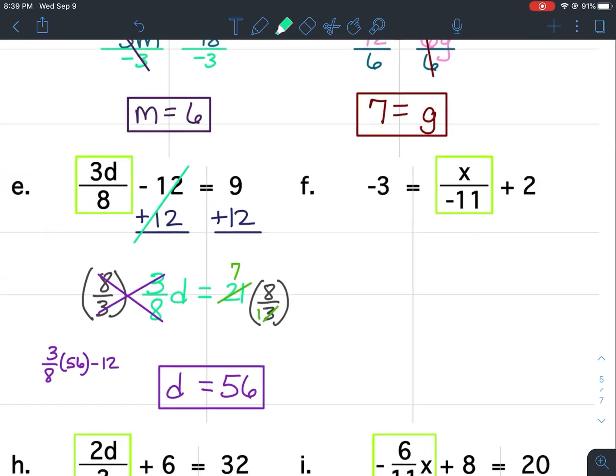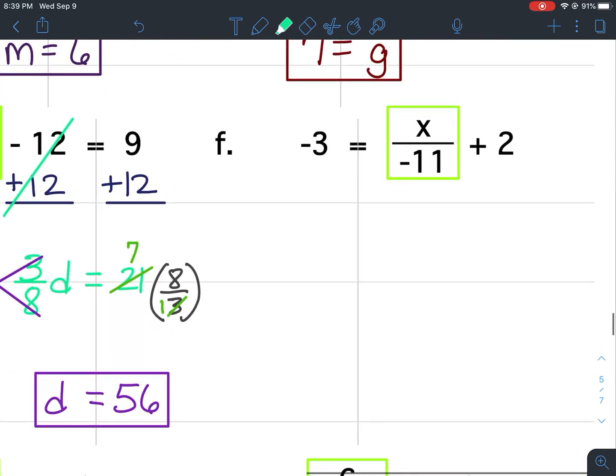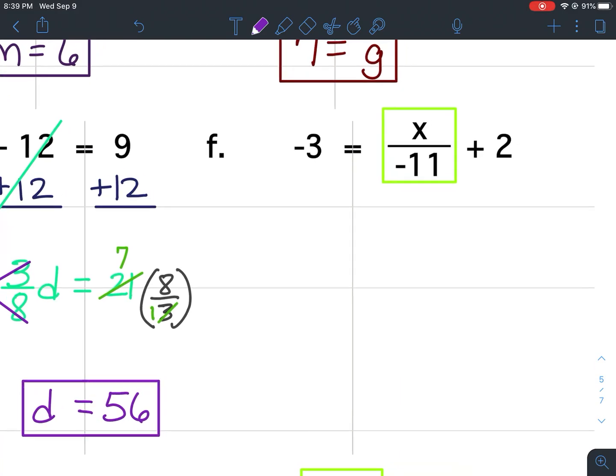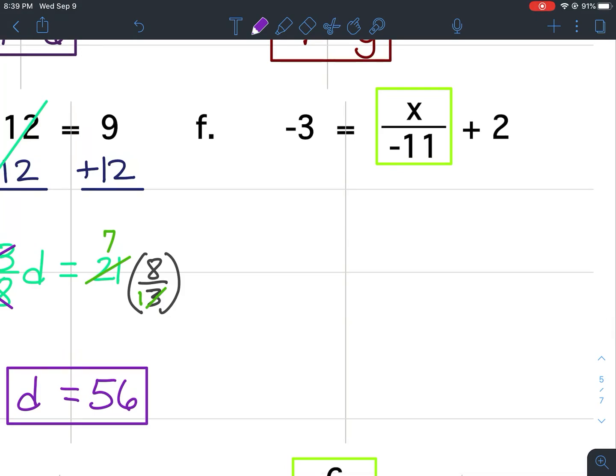Okay, let's go to example F. So you were supposed to do F through I. Now I just want to go over the answers with you. All right, for F, I box my variable term, which is x divided by negative 11, and then outside of the box I have a positive 2. So I'm going to use the inverse operation to get rid of this positive 2, and the inverse would be to subtract 2. So I'm going to subtract 2 from both sides.